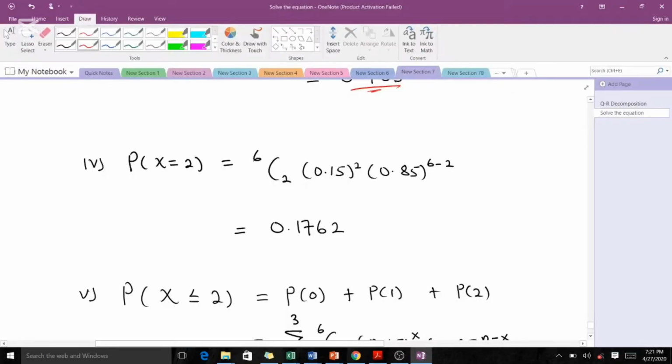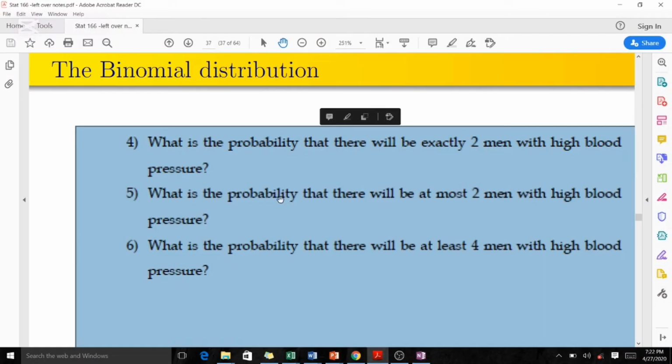When our x is equal to 2, we are going to have 6 combination 2, because it's giving us n combination x. N is 6, then our x is 2. So we multiply by 0.15 squared, then multiply by 0.85 to the power 6 minus 2, where 6 is n and x is 2. When you compute this on your calculator, you have this value, 0.1762.